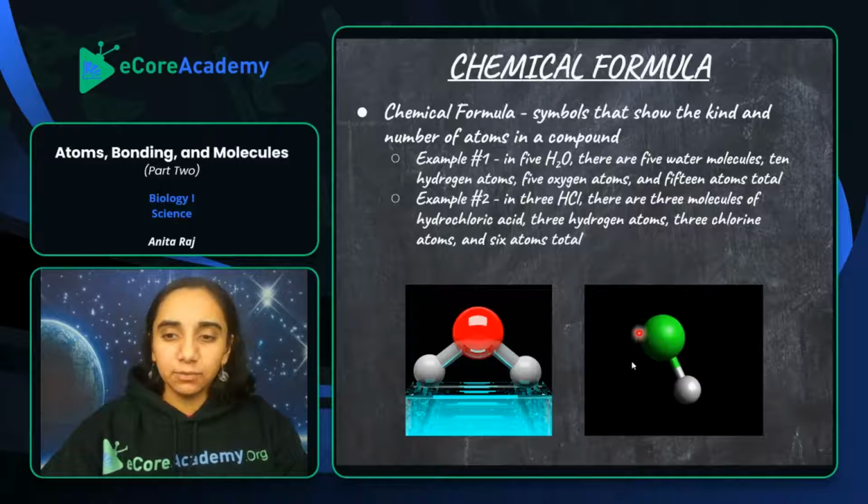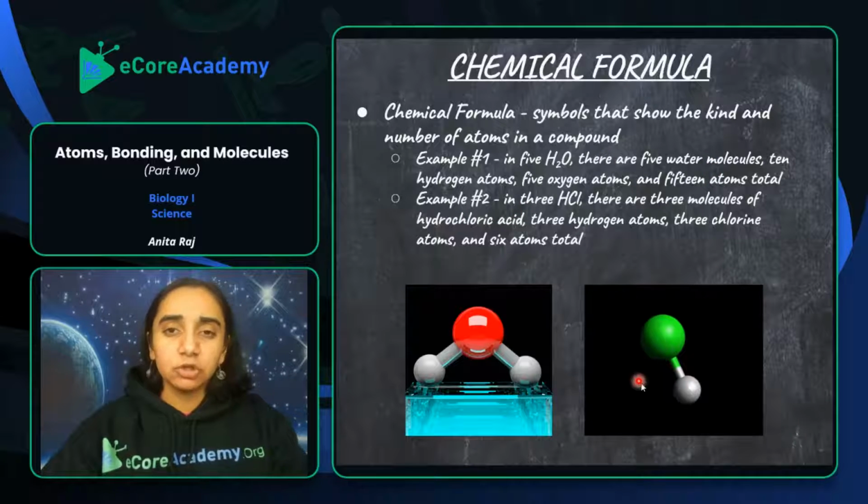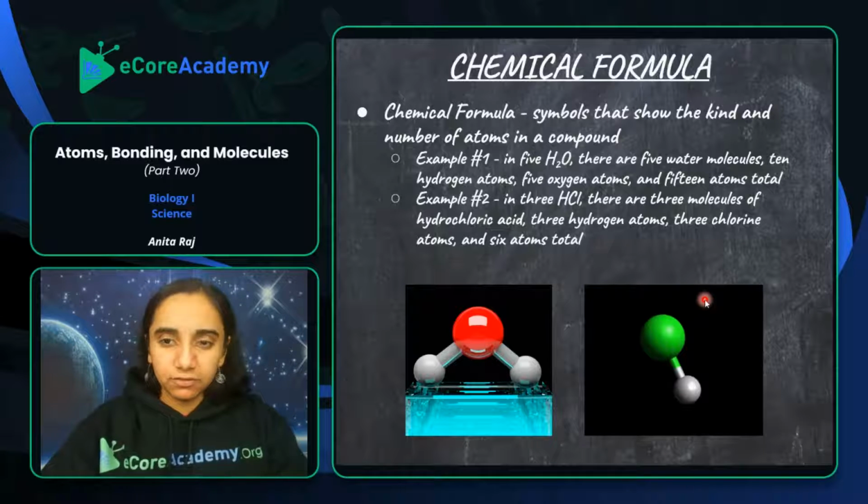So here's a second example. It's down here. It's HCl, which is hydrochloric acid. This is what's found in our stomach, and it's used in digestion to break foods down. This big green atom is actually chlorine, and this smaller white atom is hydrogen. It's the same white atom as in this diagram of water.